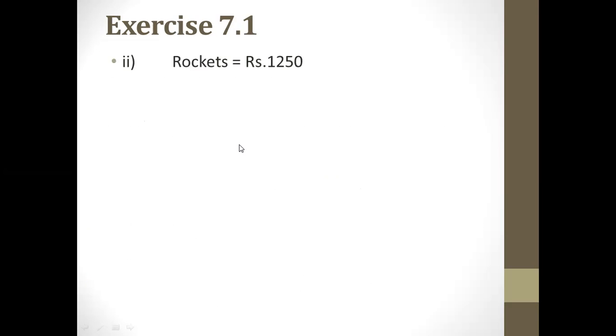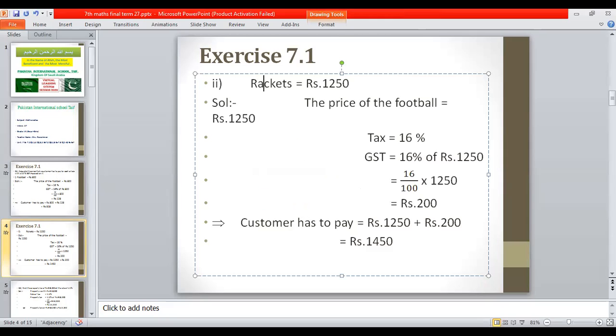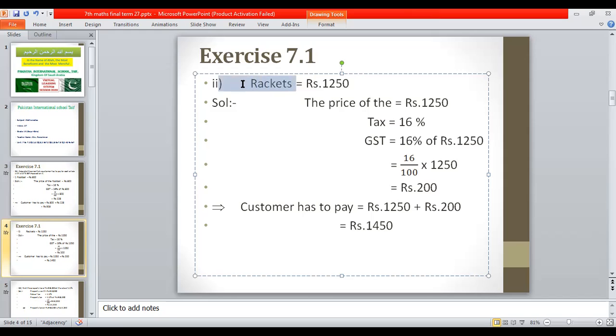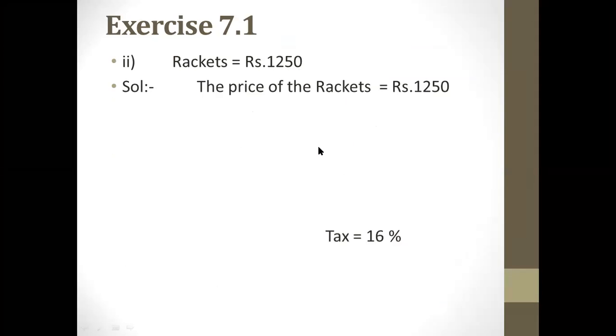Come to the second part. The second part is rackets. By mistake it is written incorrectly; I will make it correct. So the rackets price is 1250, meaning 1250 rupees.